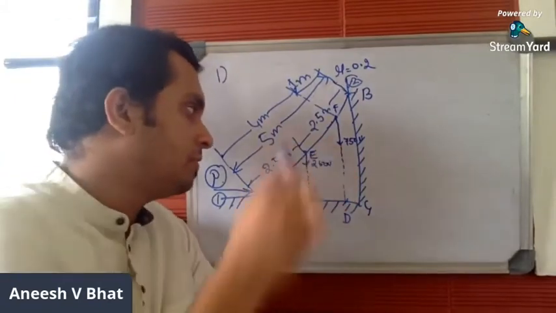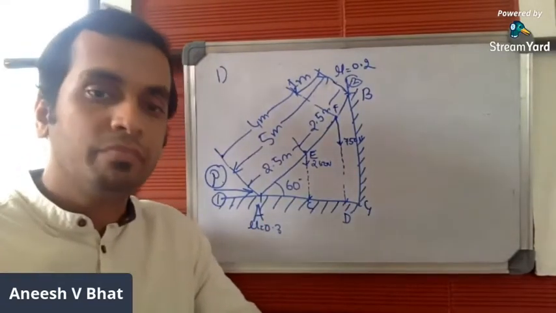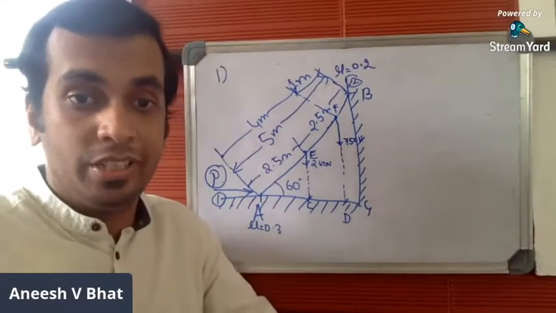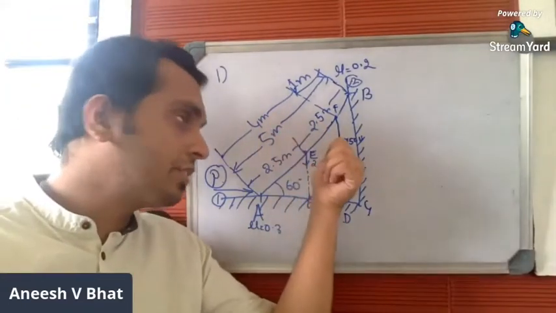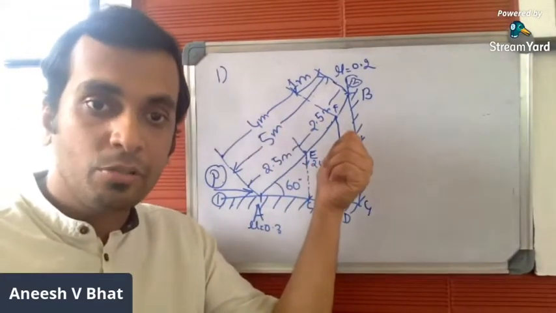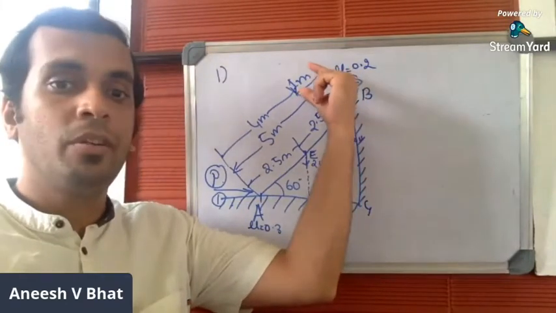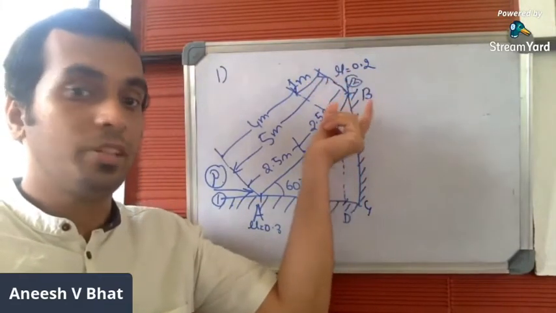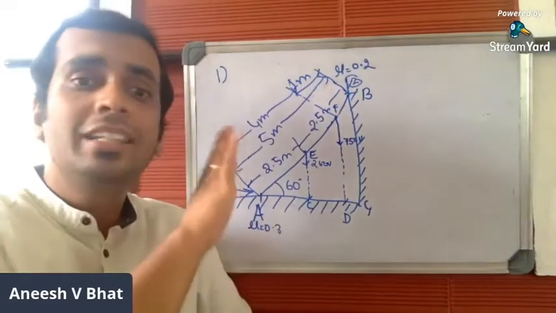This is E. Done. So we have marked all the points. So step number 1 is done. In step number 1, you have marked the self weight and the external load given, which is at a distance of 1 meter from the wall. 1 meter is the inclined distance, not the horizontal one. Step number 1 is done.